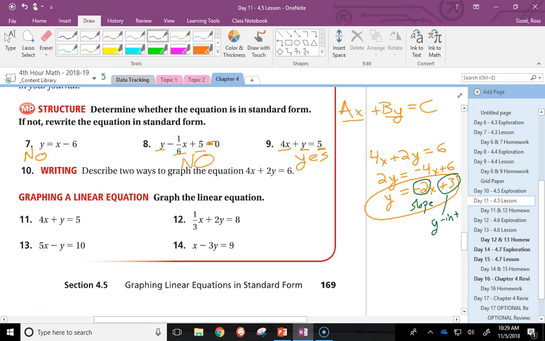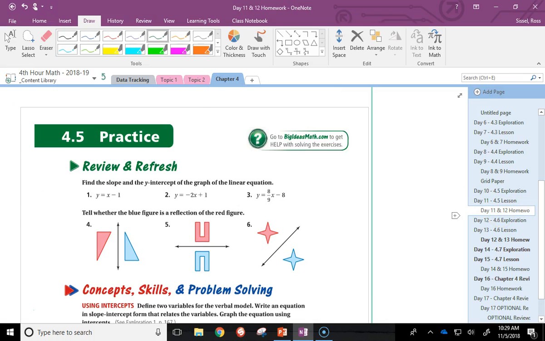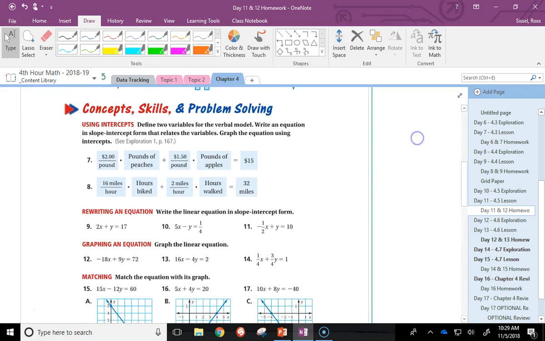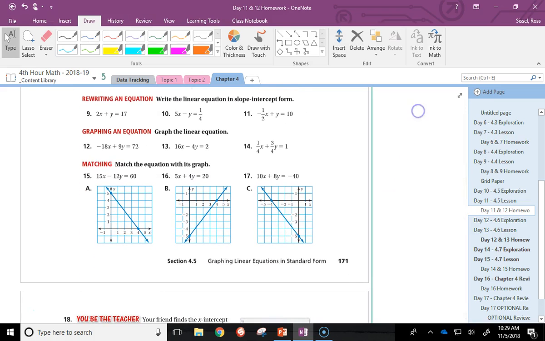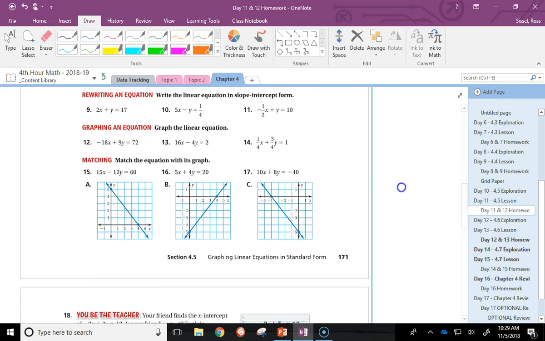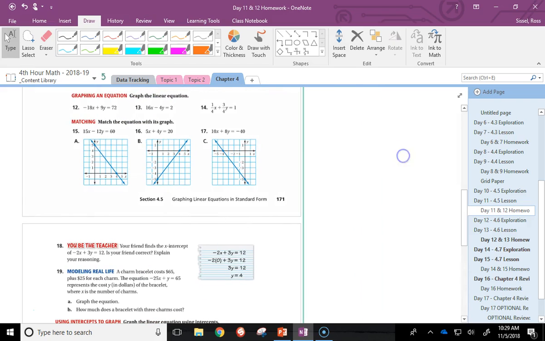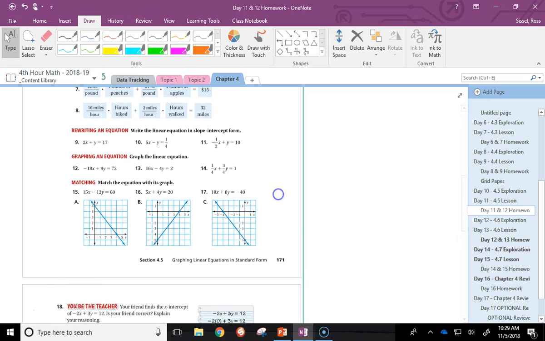Okay, what I want you to do for homework. Remember, this is a completion grade. You should have already finished 1 through 6. That should be done. So you're good there. Then, 9 through 18. On 12 through 14, graph the linear equation. Do you think you need graph paper? Yeah. You better get some.